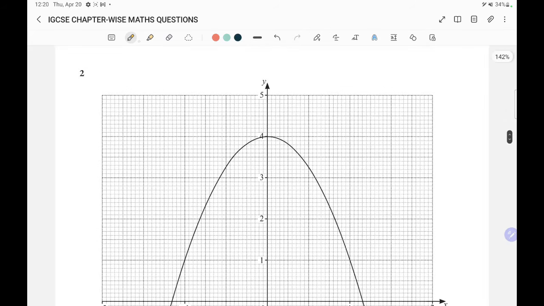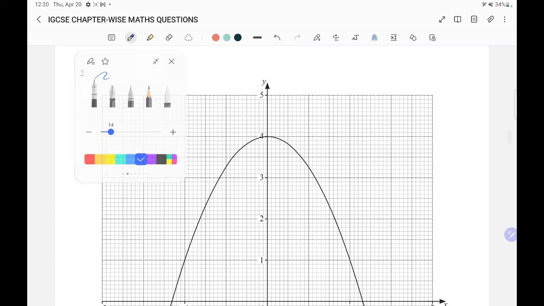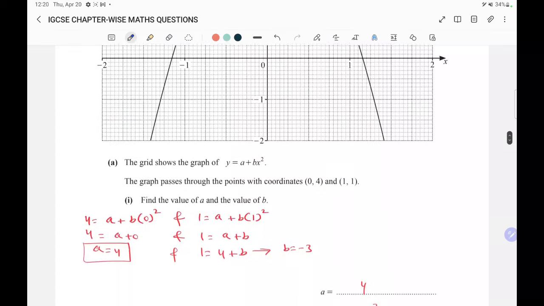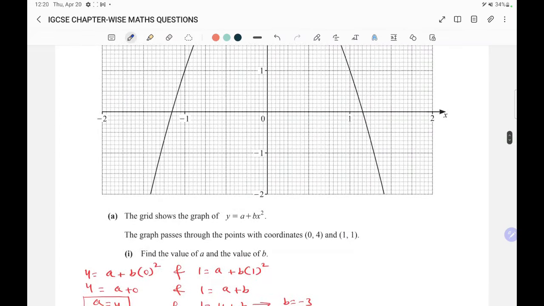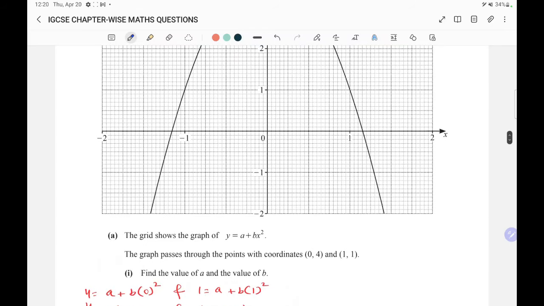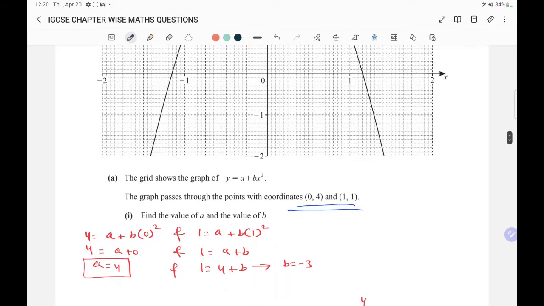Now come to the next question, which is question number 2. This is a quadratic equation. This grid shows the graph of y equals a plus b times x squared. And the graph is passing through 0, 4 and 1, 1. So just put 0, 4 here. X is 0 and y is 4. So 4 equals a plus b times 0 squared. B times 0 is 0. A equals 4.